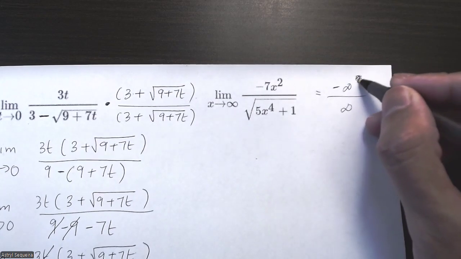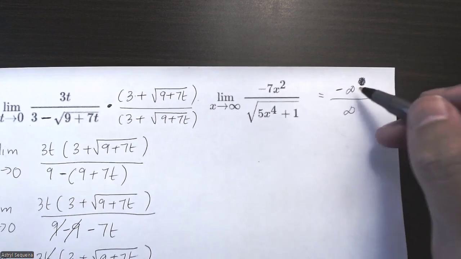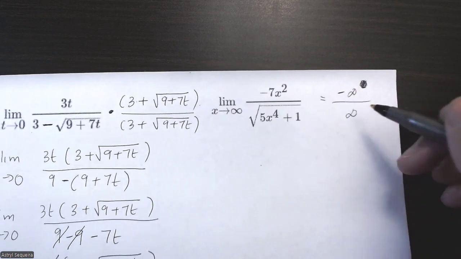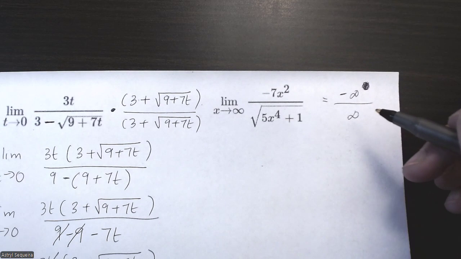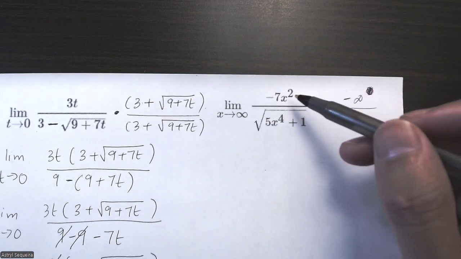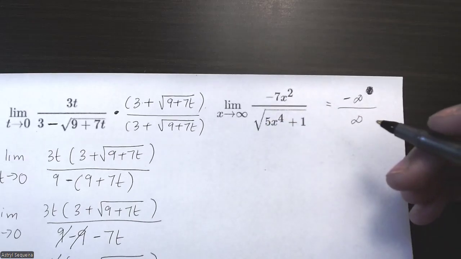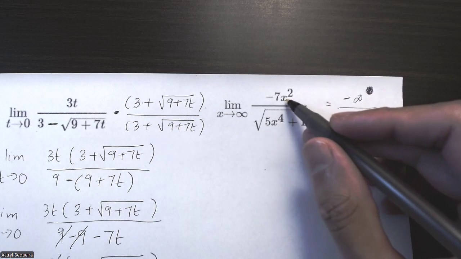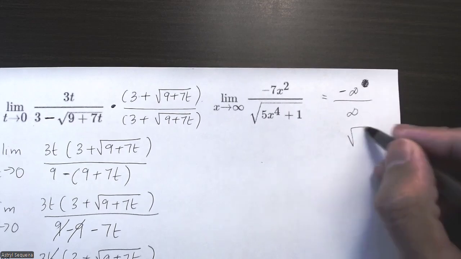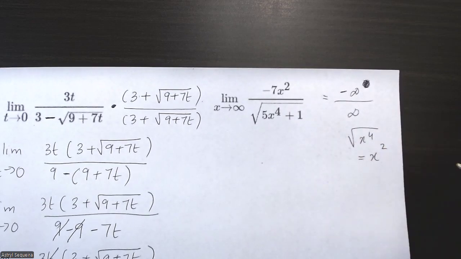Exponent doesn't really matter. You could just write that as negative infinity over infinity, which again, if you have infinity over infinity or negatives over negatives with infinities, this is again an indeterminate form, which means we have to simplify this. In order to simplify this, I have to divide every single term by my largest exponent. In this case, the largest exponent is x squared because the square root of x to the 4 is also x squared.